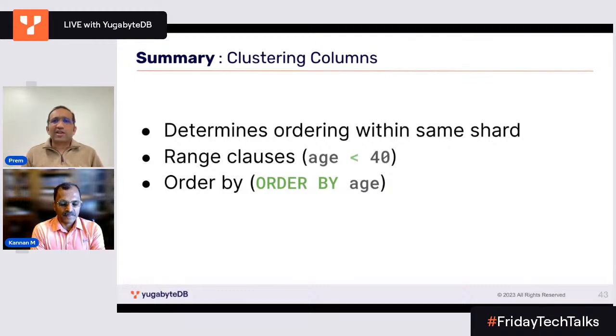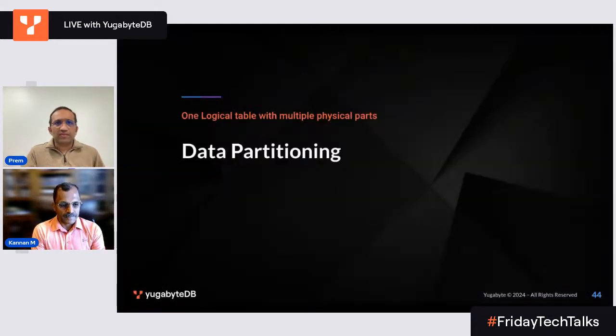So to summarize, clustering defines the order within each shard. Very useful for range clauses with, for example, age less than 40 or greater than 40, especially when the column is not part of the primary key of the table. Remember to add the column to the clustering part if you want to retrieve the rows with order by. Use descending or ascending sort as needed.